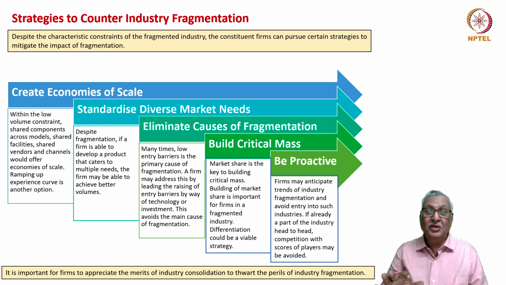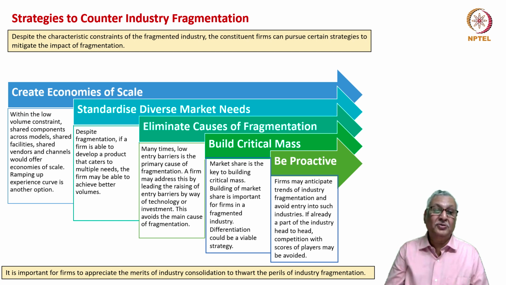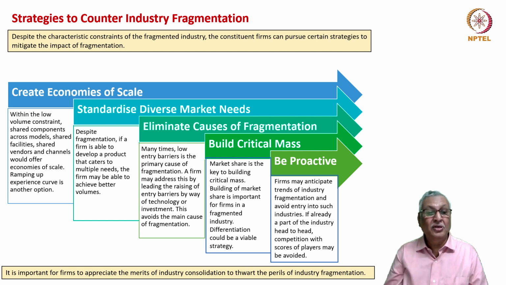Within the constraints of fragmentation, a company can try to create economies of scale. That is, it could share the sales channels with other players. It could share components across models within the company and also across competitors' companies. It can share the facilities. It can share the vendors and channels. All of this will lead to some economies of scale.